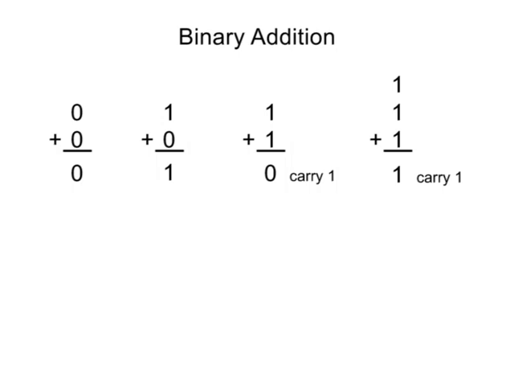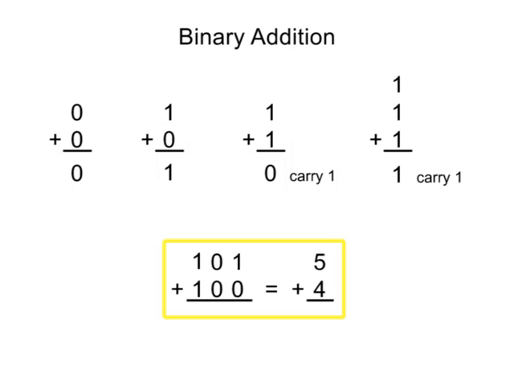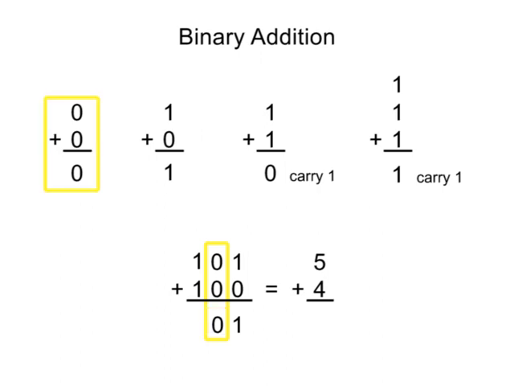For example, here is the addition of 5 plus 4 using binary numbers. 1 plus 0 yields a 1. 0 plus 0 yields a 0. 1 plus 1 yields a 0, with a 1 that carries over. The sum is therefore 1, 0, 0, 1 in binary, which equals 9.